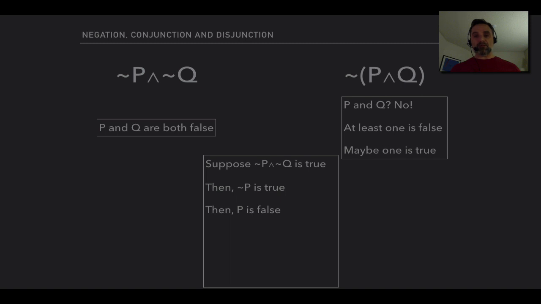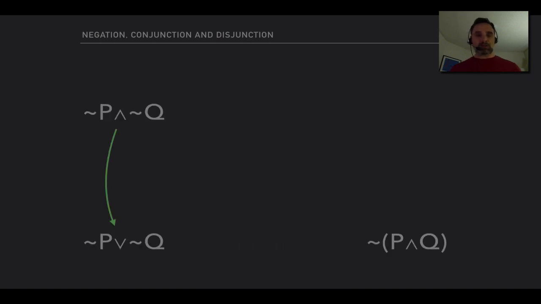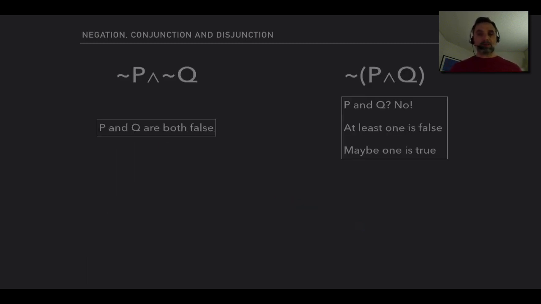That means that P is false. That means that P and Q is false. That means that negation of P and Q is true. And that means that negation P and negation Q entails negation of P and Q. So we can add another green arrow to our diagram here, showing that negation P and negation Q entails negation of P and Q. Now let's think about the other direction.